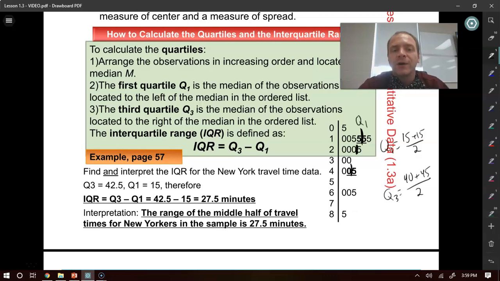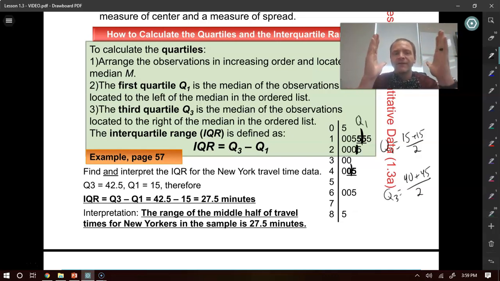And in words, the IQR is 27.5 minutes, in context. And it is that value. It is not "our IQR is between 15 and 42.5." No, the IQR is 27.5 minutes. If you want to interpret it, always be ready to interpret your values. The IQR represents the range of the middle half, between the first quartile and the third quartile. That's 50%, between the 25% and the 75%. One quarter, three quarters. Between 25% and 75% is 50%.